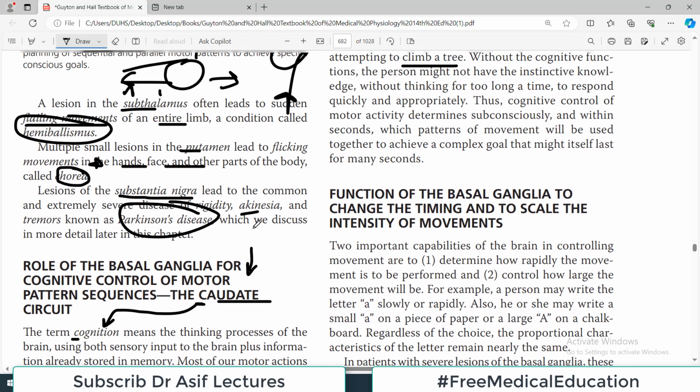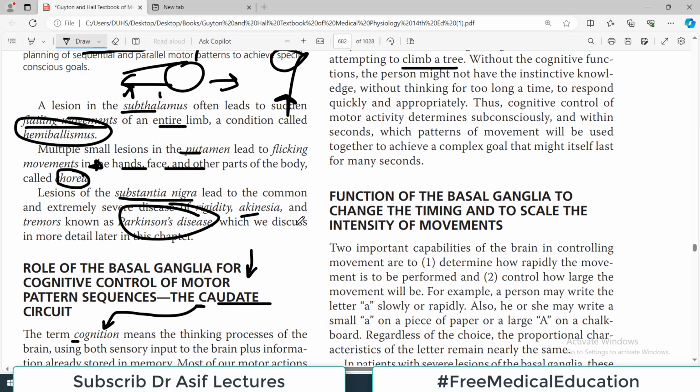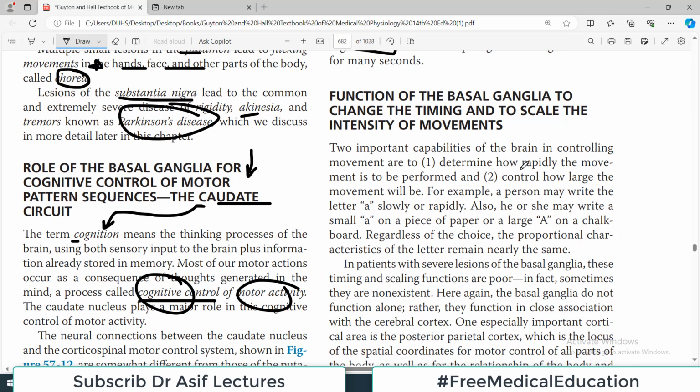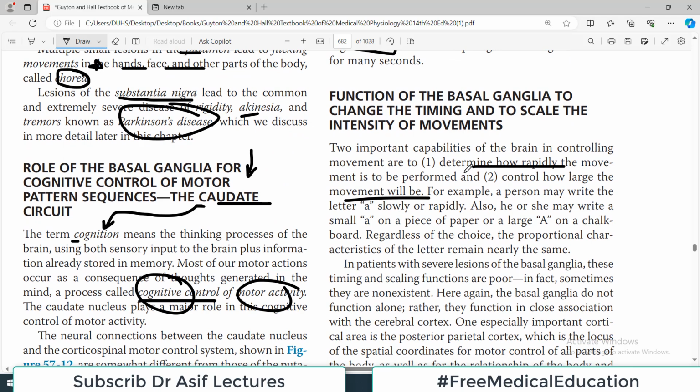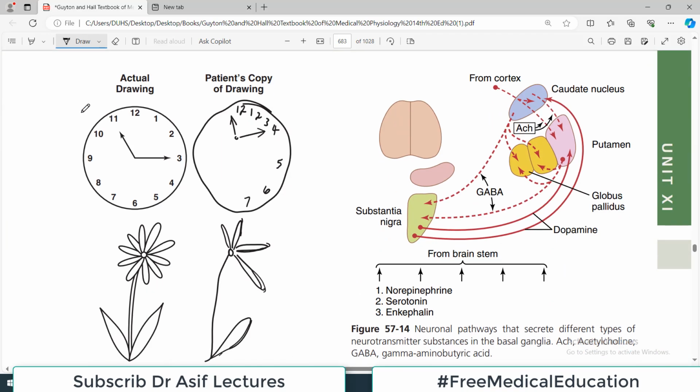So taken together, it is very important that you know this about the basal ganglia. Say for example, if you are given a piece of paper and I ask you to write A, you can write A like this, you can write A like this, you can write A small or large. So that particular decision of how much you have to write, how huge you have to write, determines the scope of your movement, what the movement will be like, and how strongly it will be performed. The same example is given here, which I was explaining. So if the basal ganglia is working fine, then you will be in good control of your movement. But if the basal ganglia is not working fine, see what happens. So this is the actual drawing.